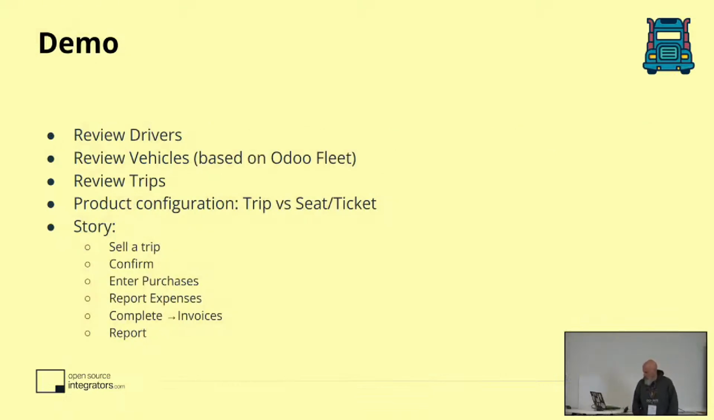So during the demo, I'll show you drivers. We extended the res partner there, vehicles based on Odoo Fleet, trips. We'll see the product configuration to basically go through the story where you sell, whether it's a seat or a trip. During the confirmation, it creates the trip, and you can then schedule your trip, assign the trip to a driver and vehicles. You can enter purchases, submit expenses, and create invoices at the end.